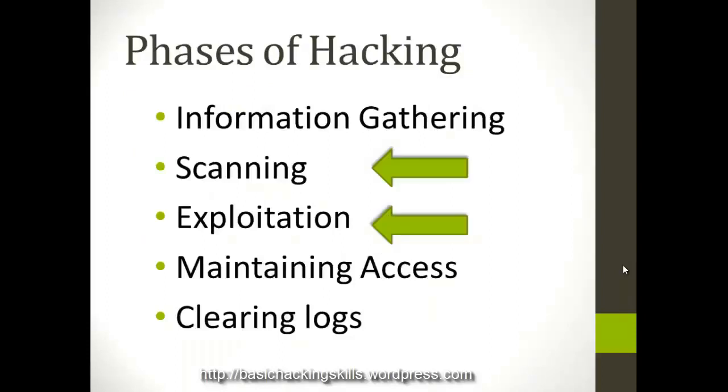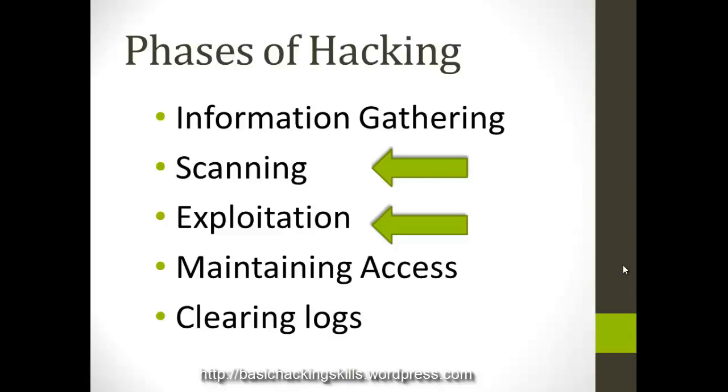Now, these are the 5 phases of hacking: information gathering, scanning, exploitation, maintaining access, and clearing logs. Information gathering is a phase where an attacker collects information about the victim or the target. There are 2 types of information gathering, one called active and another passive. Active information gathering is where information regarding the security measures of the victim is collected, and passive is where social engineering and dumpster diving are performed to obtain information.